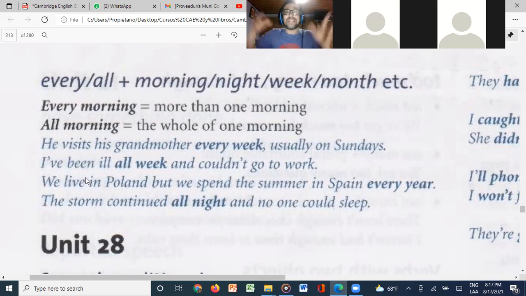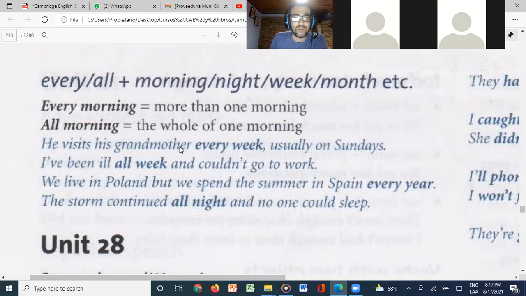If I say every day I do exercises, right? That means that the first day, the second day, the third day. But if I say all day, I rested, right? That means that in just one day, I rest, okay? So this is something also that is very, very important. We can see here some examples.